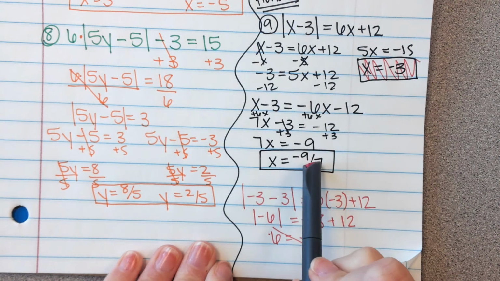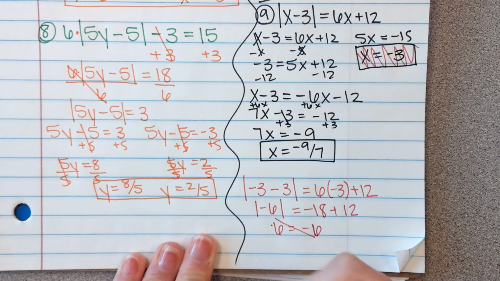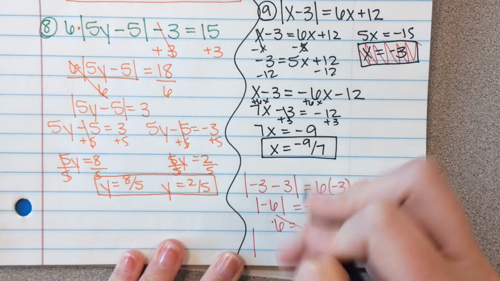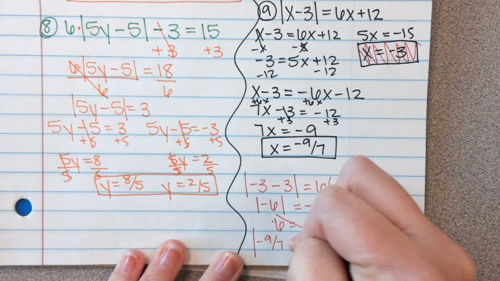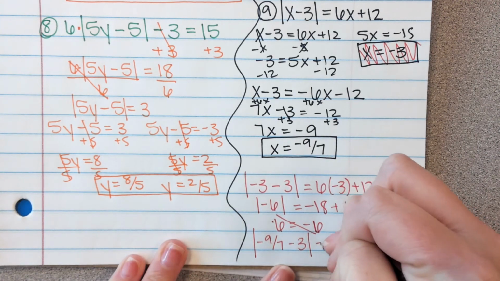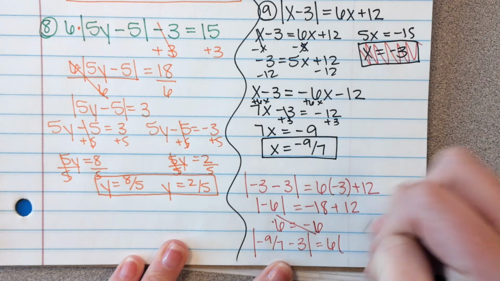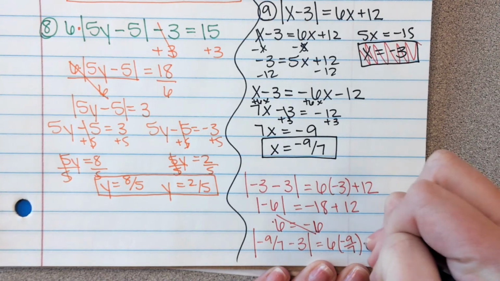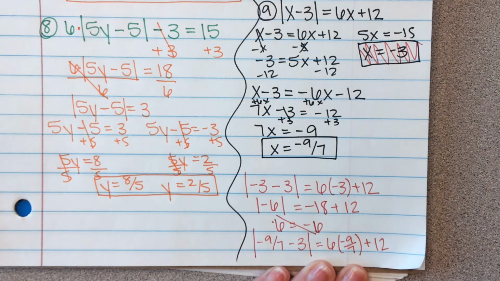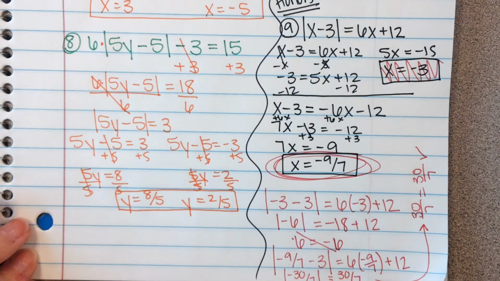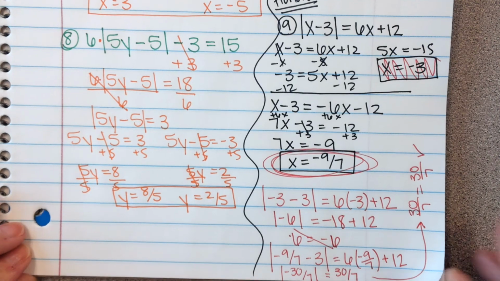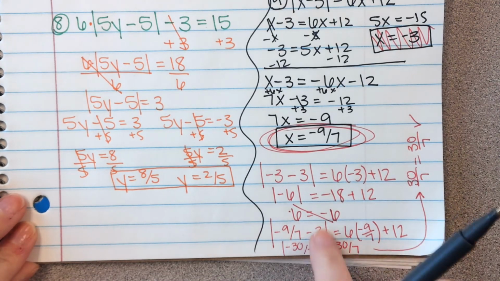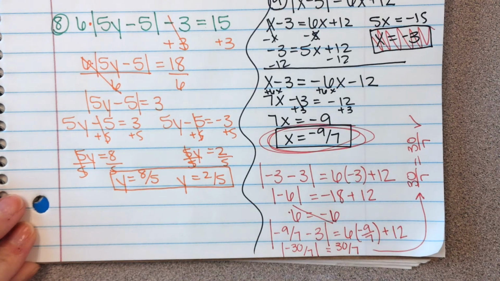Okay, now we'll do the same thing with negative 9/7. So we have the absolute value of negative 9/7 minus 3 equals 6 times negative 9/7 plus 12. Okay, now I was running out of room down here at the bottom, so I just did some simplification on my calculator and then came back.